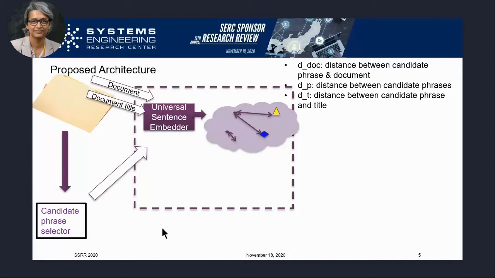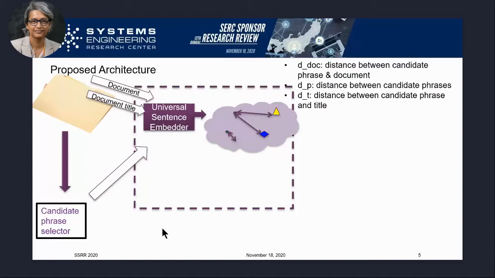DDoc is the distance between a candidate key phrase and the document, which basically captures how closely this particular candidate phrase represents the document. DP is the distance between the candidate phrases, and this will capture how close the candidate phrases are to each other. So if they're too close to each other, then you probably don't want all of them. You dump a few of them.